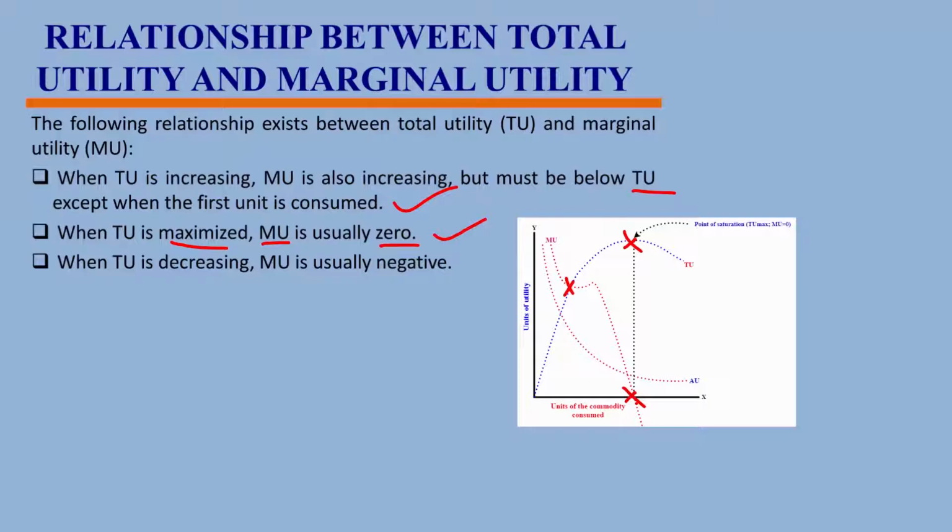The last one states that when TU, being total utility, is decreasing, marginal utility is usually negative. So after these 2 points, TU starts falling. And after this point, our marginal utility cuts the x-axis and assumes a negative sign. So that also captures our relationship between total utility and marginal utility.